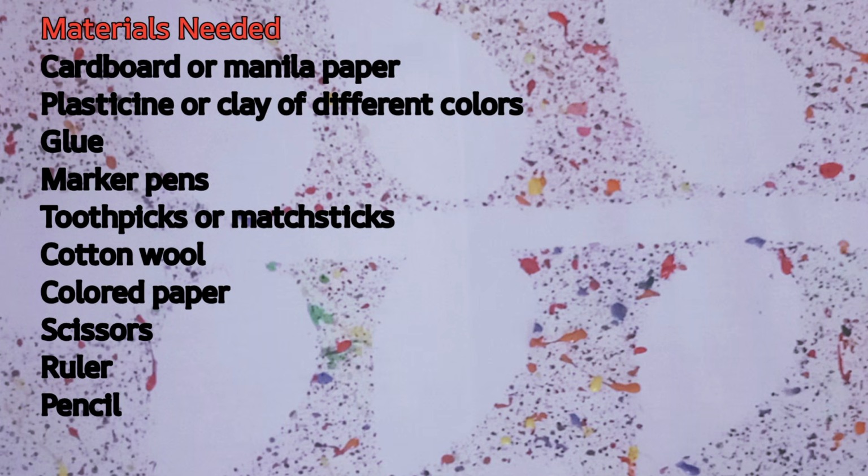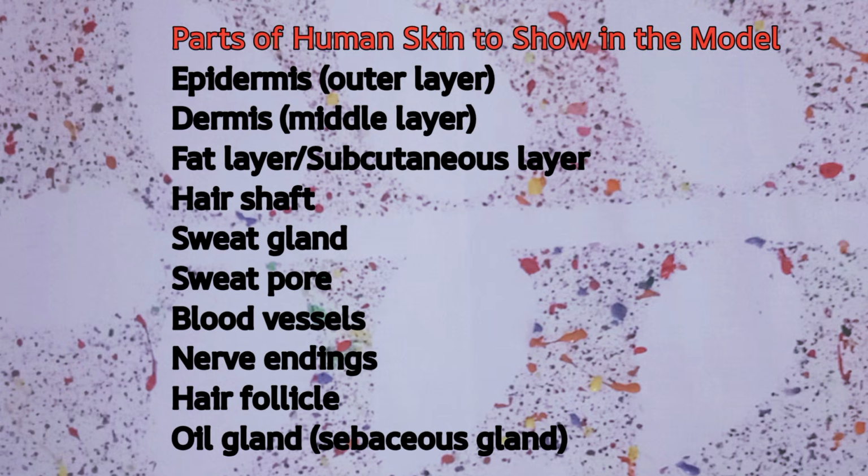They also need to have the knowledge of parts of the human skin they will be showing in the model. Some of the parts that they have to show are the epidermis, which is the outer layer, the dermis, the middle layer, the fat layer, the hair shaft, sweat gland, sweat pore, blood vessels, nerve endings, hair follicle, and oily gland. Those are some of the parts they'll be showing in their model using different materials.